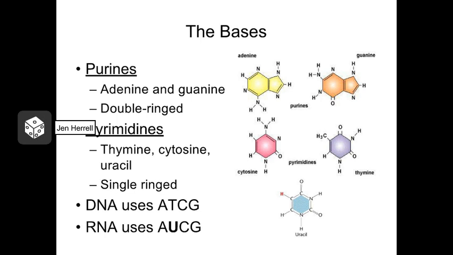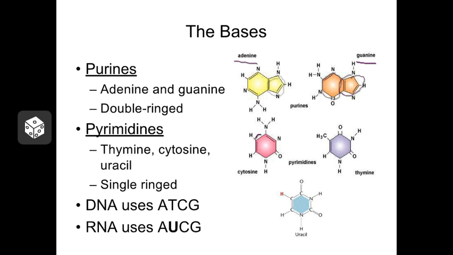In addition to containing different sugars, nucleotides can contain different bases. There are 5 different bases and they fall into 2 categories, the purines and the pyrimidines. All of these structures have rings. Purines are double-ringed structures, so you can see there's 2 rings hooked together. The purines include adenine, represented with a letter A, and guanine, represented with a letter G.